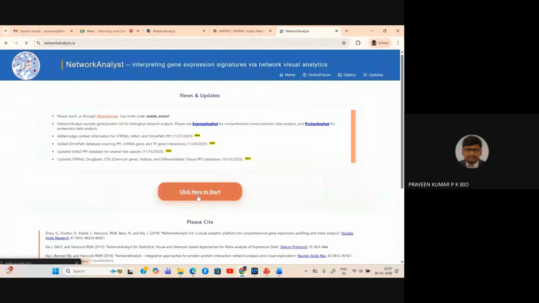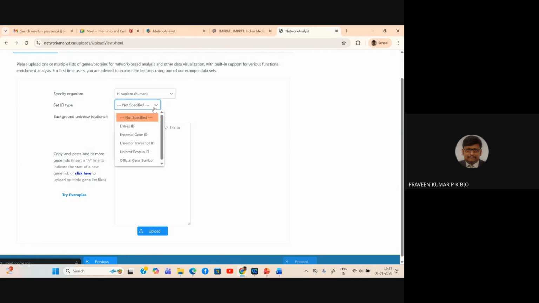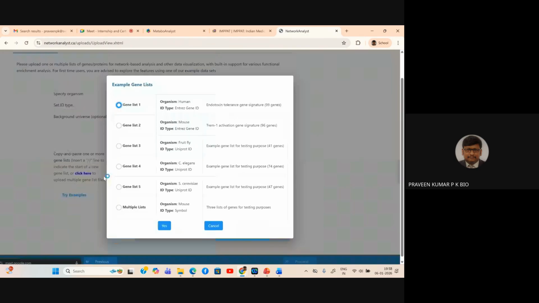So click here to start. Here we can go with Homo sapiens. We can specify some genes, or we can try with the examples. In this gene list, we have the endotoxin tolerance gene signature. 99 genes are available. We should not paste a single gene. We should paste some combination of genes. Already some examples are available.